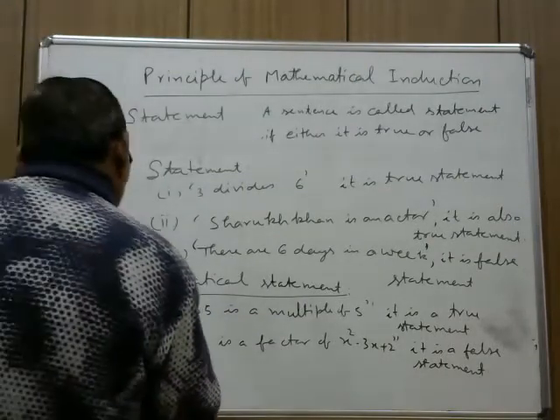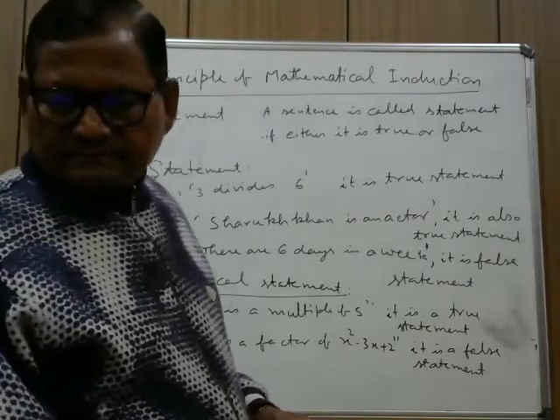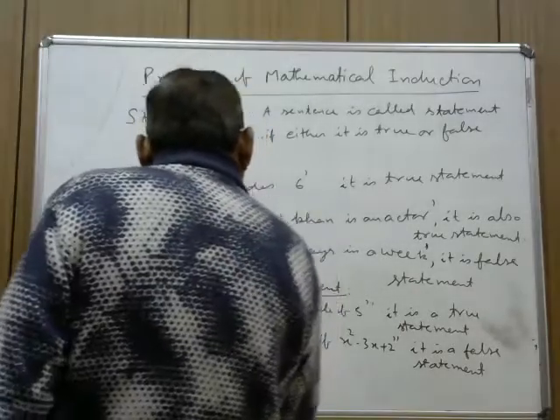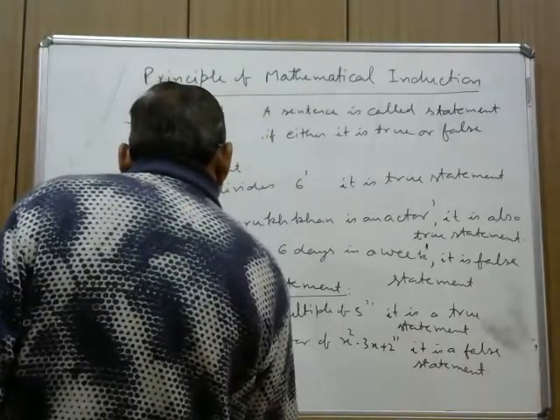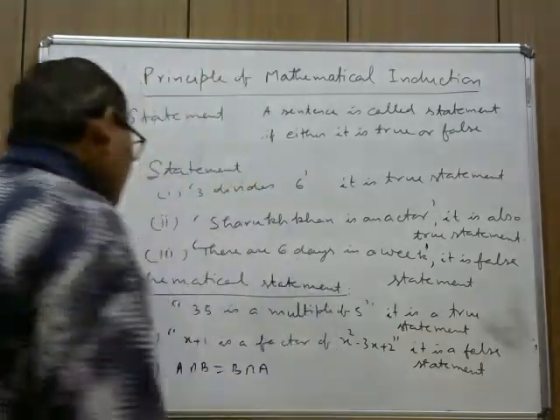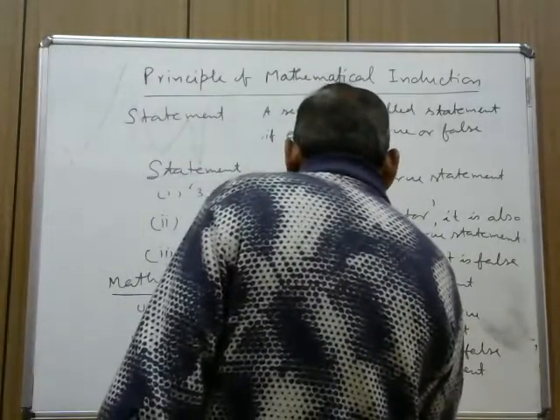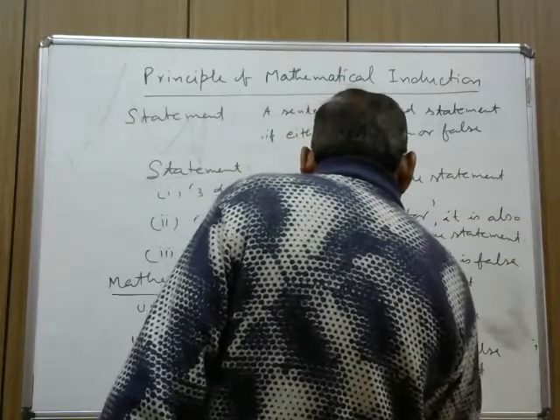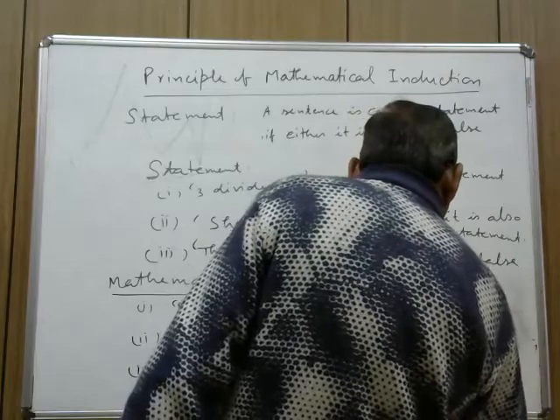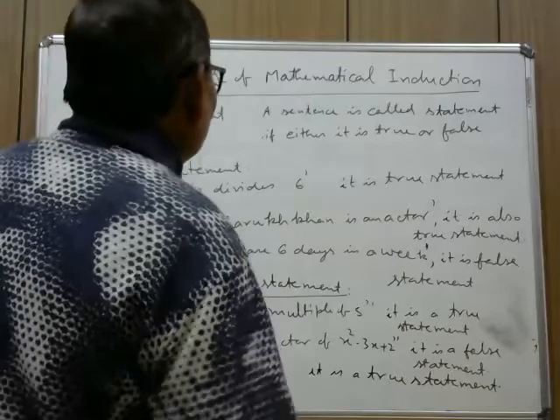Now third, A intersection B equal to B intersection A. Since you know that intersection is commutative, therefore it is a true statement.